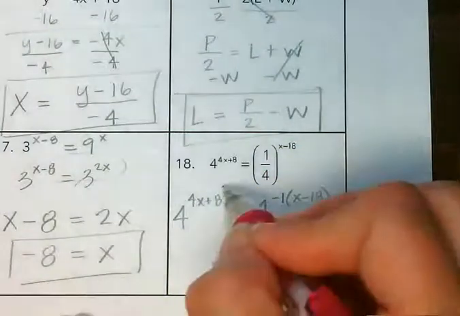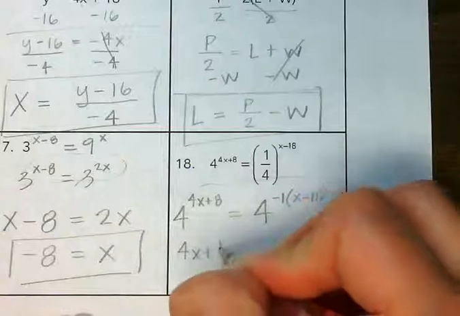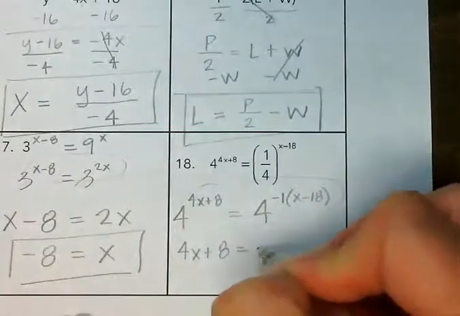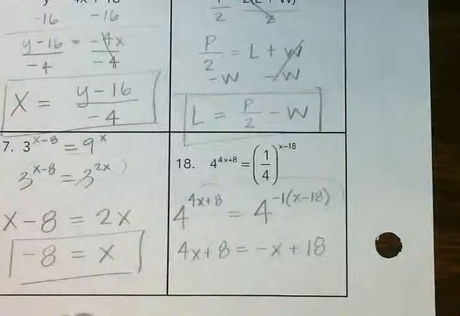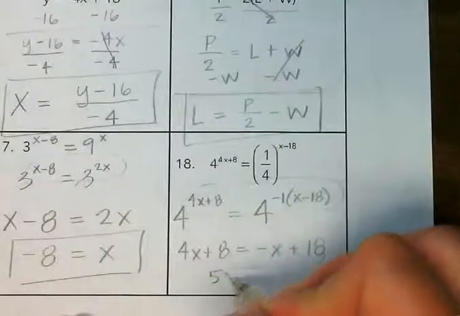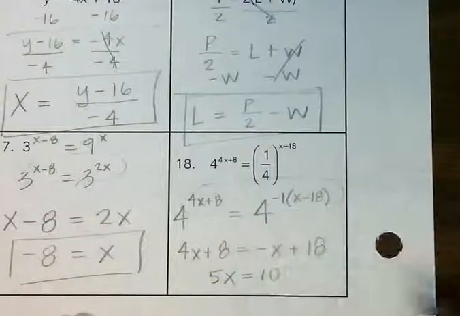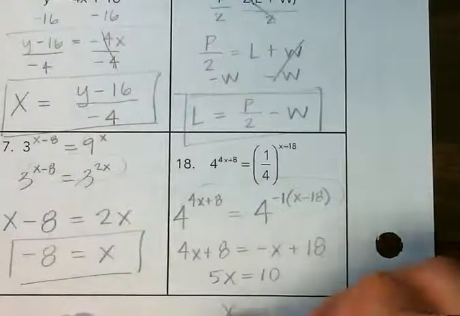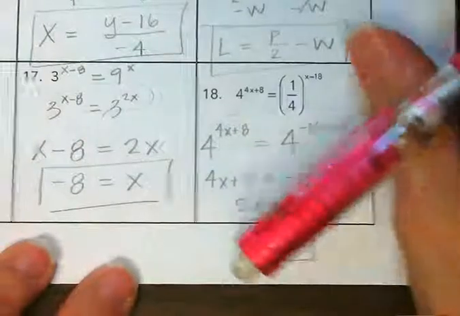So now I'm going to make an equation out of the exponents. So 4x plus 8 equals negative x plus 18. All right, I'm going to add x to both sides. So I have 5x. I'm going to subtract 8 from both sides, so that gives me 10. Divide both sides by 5, and x equals 2. And that's the solution. All right, that covers Unit 1.